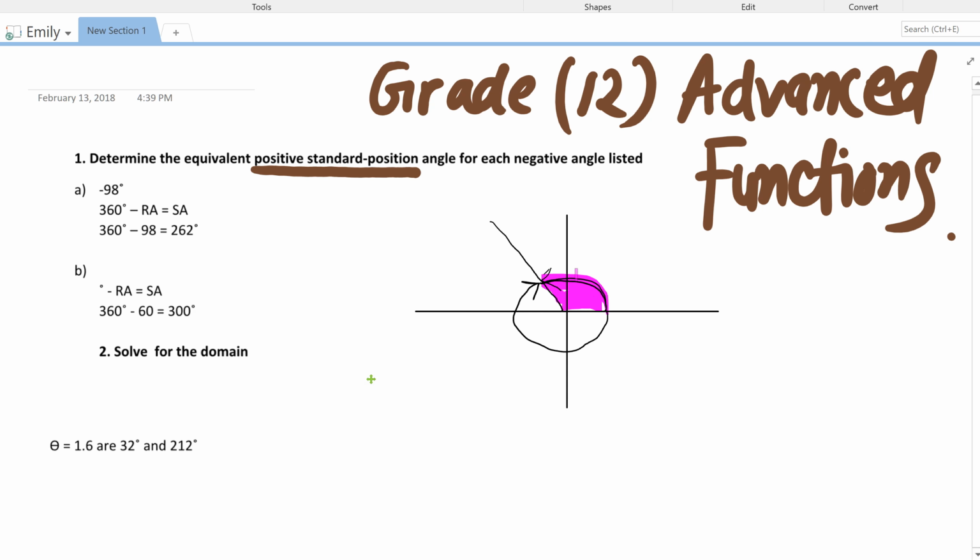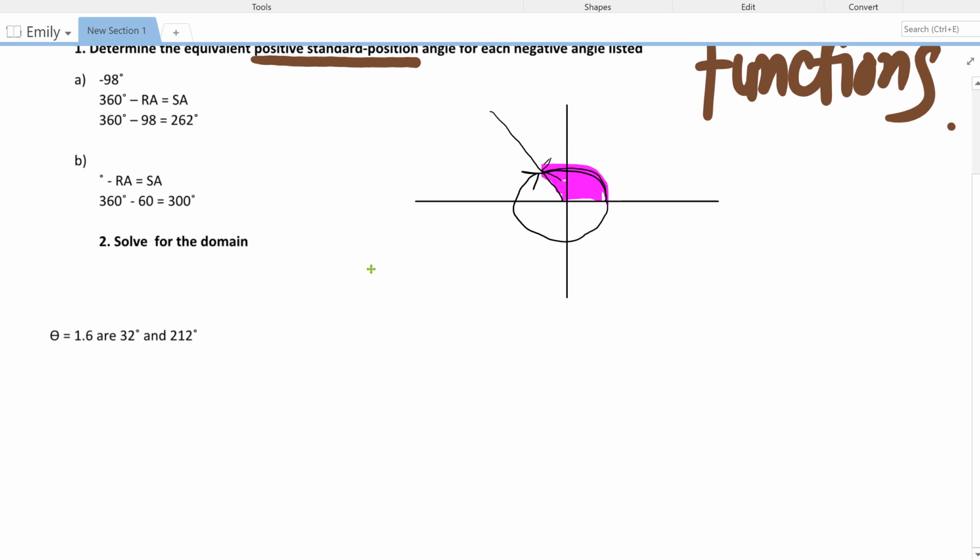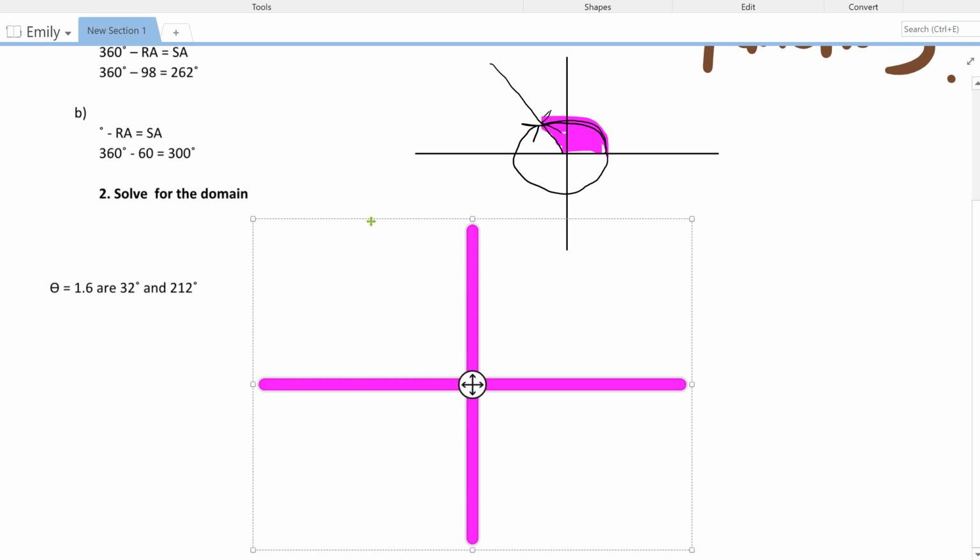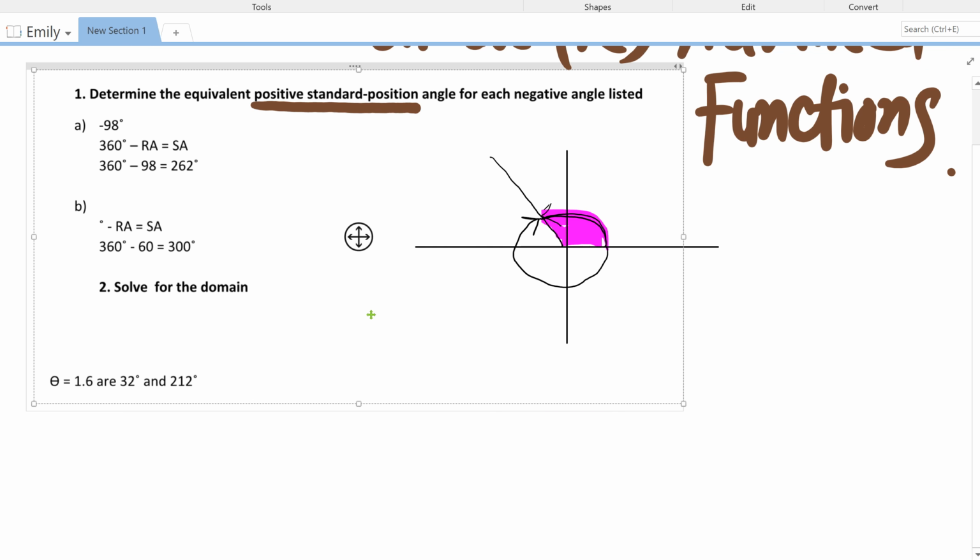And that is for negative 98. Determine the equivalent positive standard position for negative 98. Now, where will your negative 98 be? Your negative 98, let's do it here. I make a reference plane. Sorry, I choose another color.